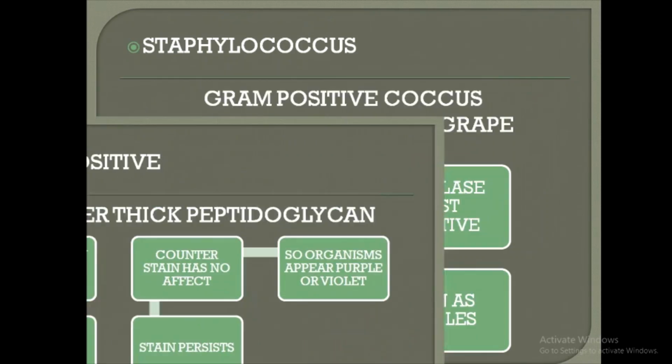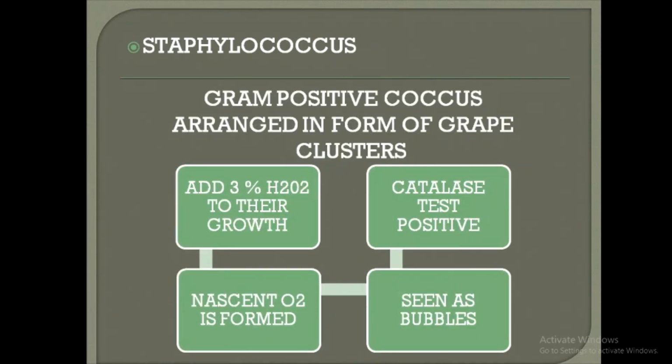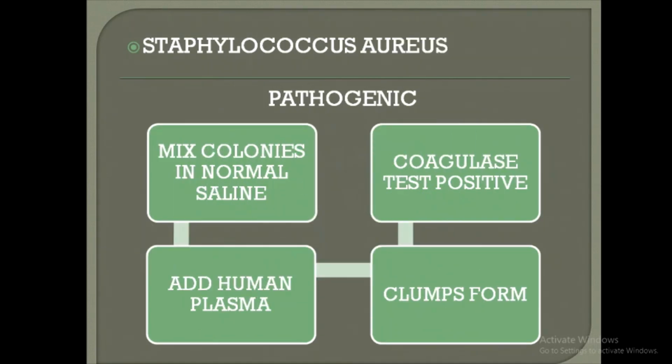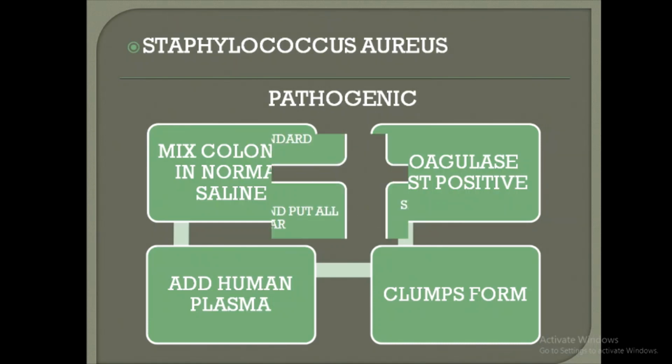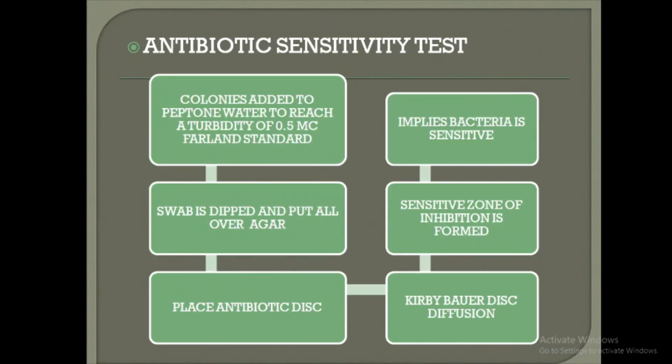So, gram-positive stain violet or purple, gram-negative stain pink. This leads to my next point, Staphylococcus. It's a gram-positive coccus, which implies spherical, and is arranged in clusters. They produce nascent oxygen appearing as bubbles when 3% H2O2 is added to them. This is the catalase test and distinguishes it from other gram-positive cocci. We are concerned only with pathogenic strains, those that cause disease. So pathogenic staphylococci show a positive coagulase test, that is, when mixed with saline and on adding human plasma, clumps are formed.